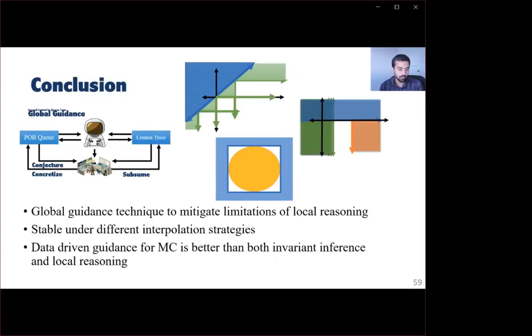So to conclude, we present a global guidance technique to mitigate limitations of local reasoning. We find that the global guidance technique is stable under different interpolation strategies. In fact, it is stable even if interpolation is turned off. Finally, we conclude that adding global guidance to model checking algorithms is very effective. In fact, it is more effective than invariant inference algorithms like LinearArbitrary and local reasoning based model checking algorithms like spacer.